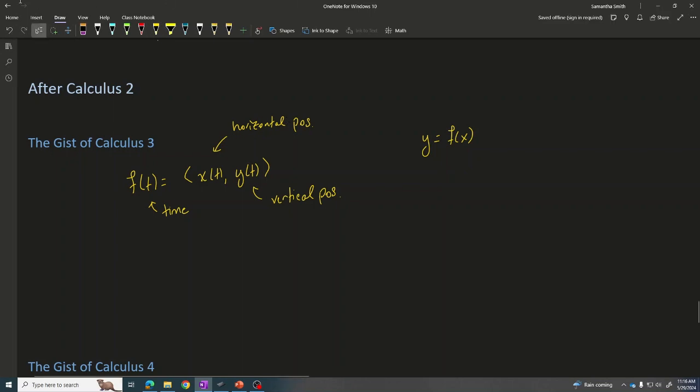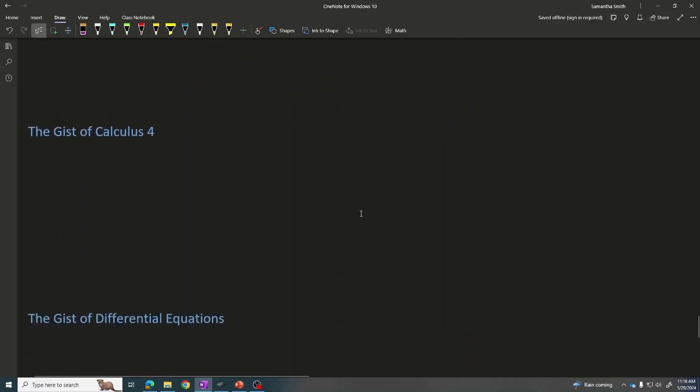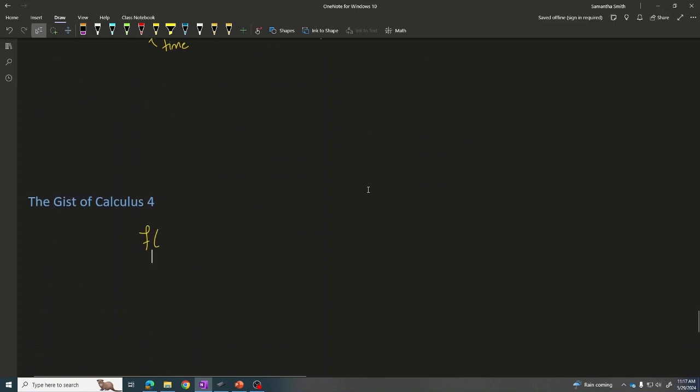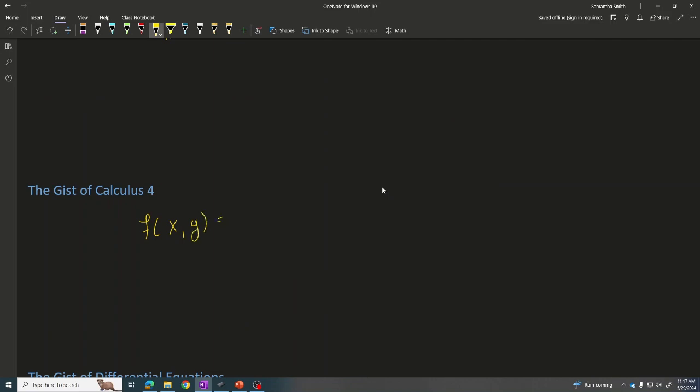Calculus 4 is similar. Calculus 4 is all about how to take derivatives and integrals and apply them to a slightly different variety of function. Calculus 3 was about functions that had more than one output quantity. Calculus 4 is all about functions that have more than one input quantity.